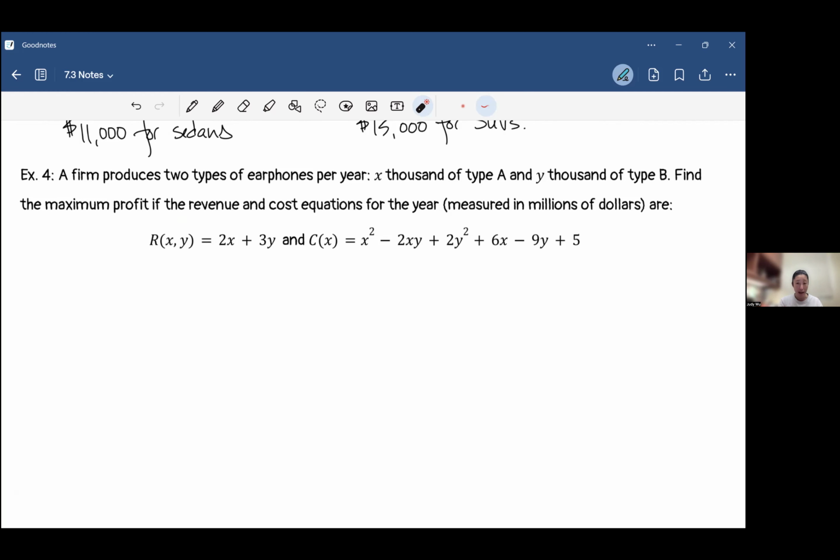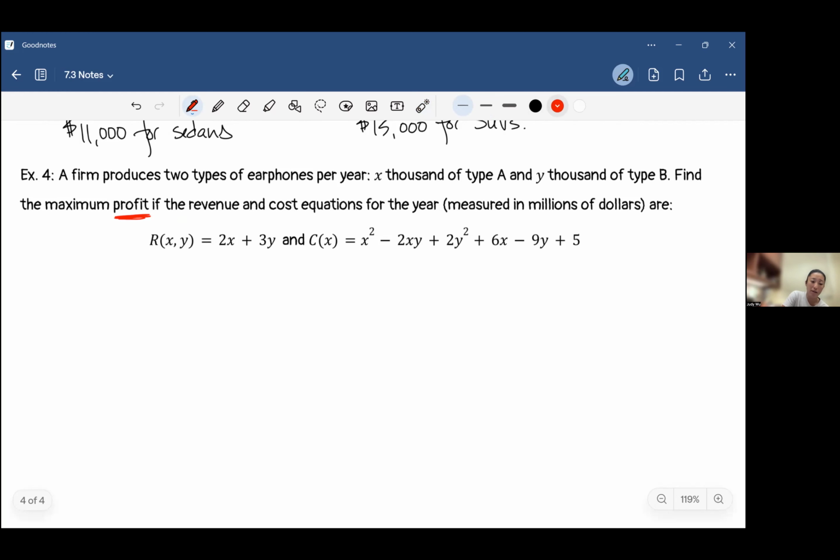But x is measured in thousands. So if we got 3 for x, that would be 3,000 earbuds. But if we got 5 for y, that would mean 5,000 of the over-the-ear ones. So a company is producing these two types of earphones, find the maximum profit. Again, we want to know how we make the most amount of money, if we're not given a profit equation this time like we were last time, if the revenue and the cost for the year are given below.